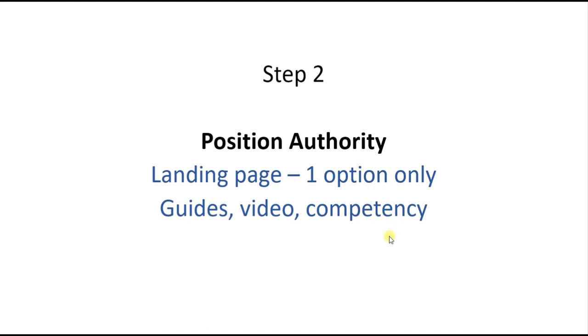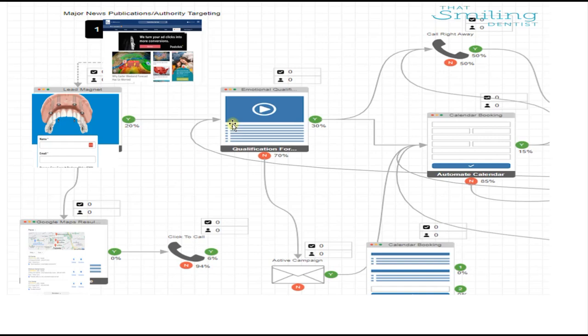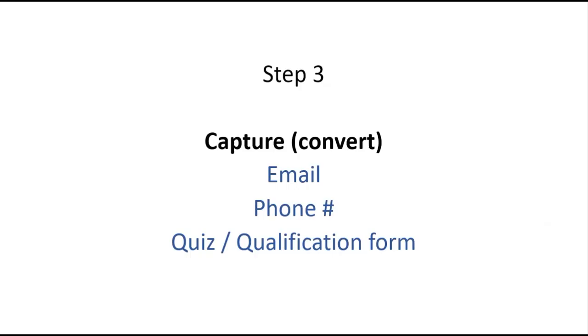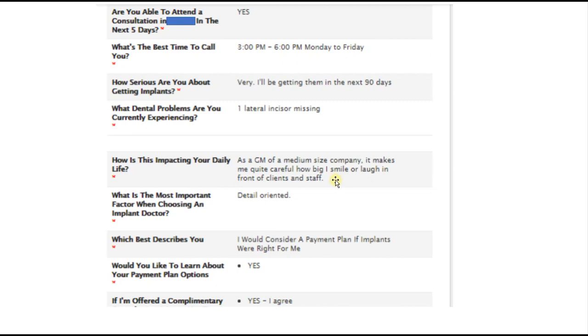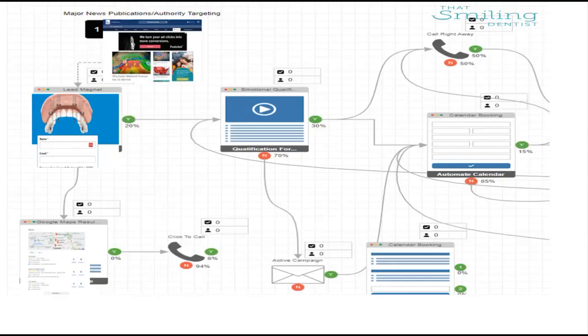So when we get back to step one, step two, which we just discussed, and we get to step three, which was the form fill, all right? That's the capture and the convert. And that's where we get that email, phone number, person's name, and we ask them a series of questions. And as we looked at in that first example, being a GM of a medium-sized company, he's looking for an implant, and he's looking for a detail-oriented dentist, which we hope all dentists are, and he's coming to you in this step here, all right?